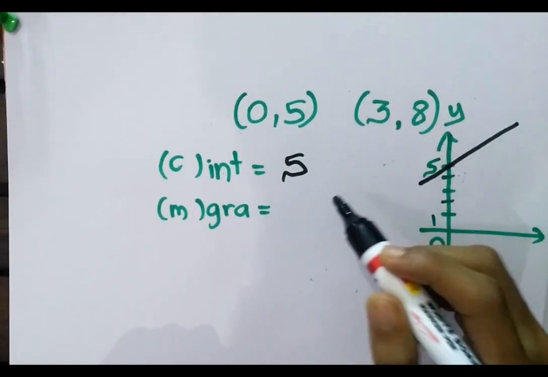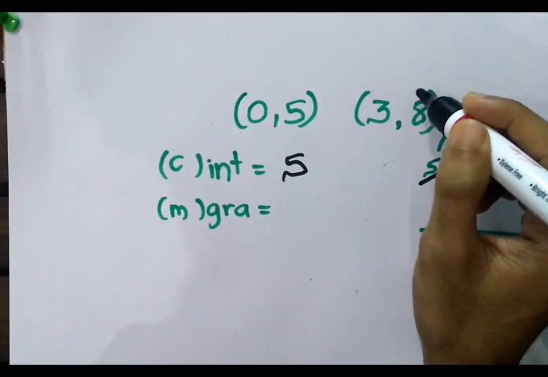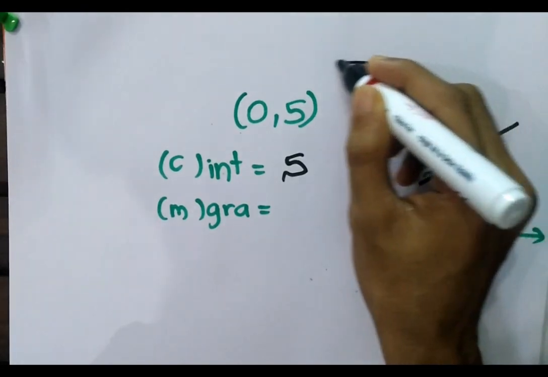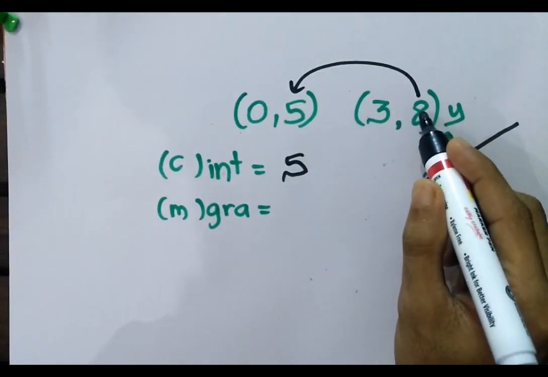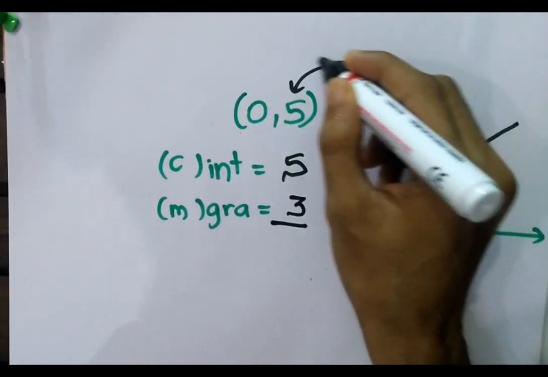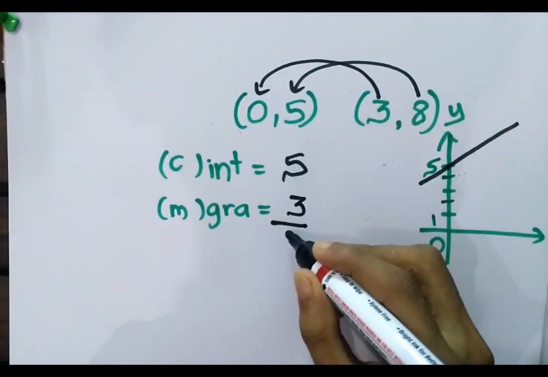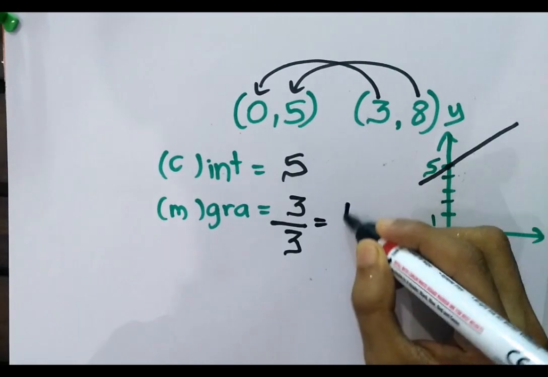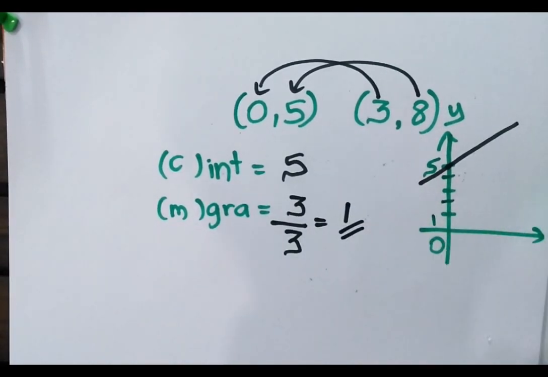So now we have to find the gradient. So how to calculate the gradient? To calculate the gradient, we have to take the difference of y. The difference of y means 8 minus 5, that's 3, and we divide that by the difference of x. So 3 minus 0 is 3 again. So 3 divided by 3, that's 1.